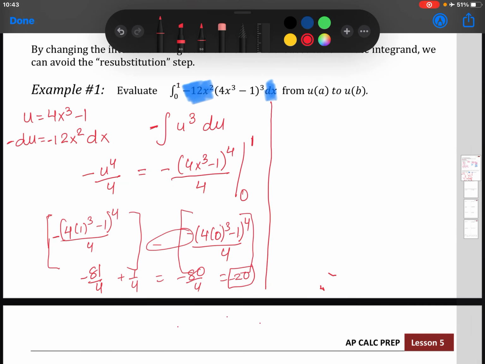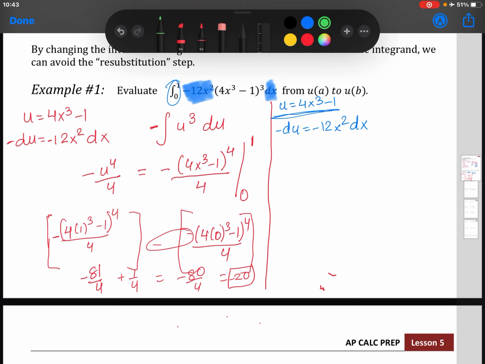You already picked your u, which was what? 4x cubed minus 1, right? And again, the rest of the question is as it is. You took the derivative, I'm just copying it from there. But now I can find my u bounds. How do I find my u bounds? I can actually take my x bounds and substitute in here.